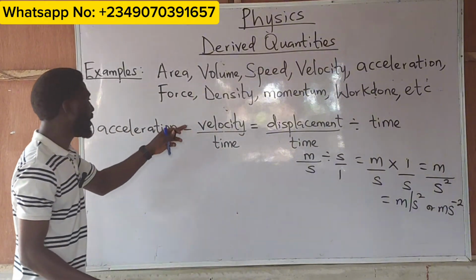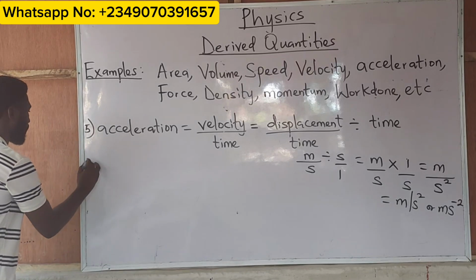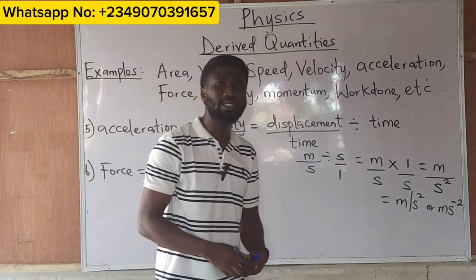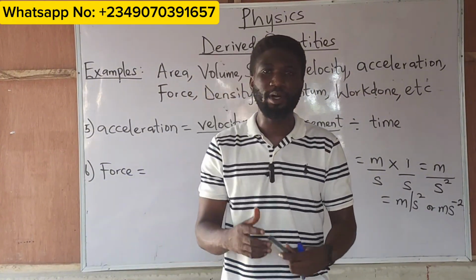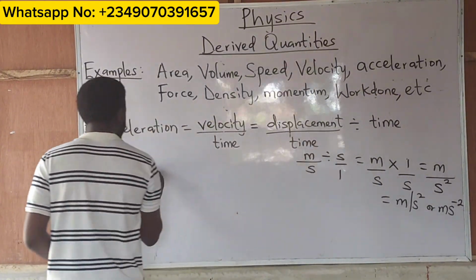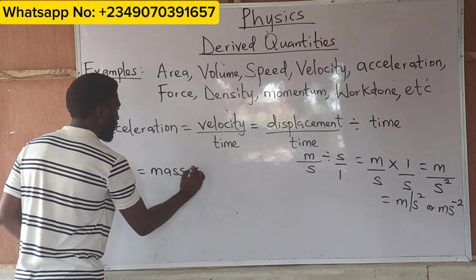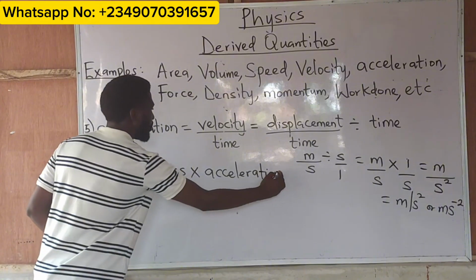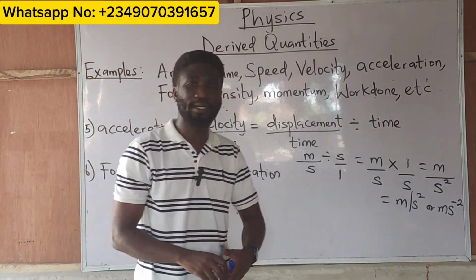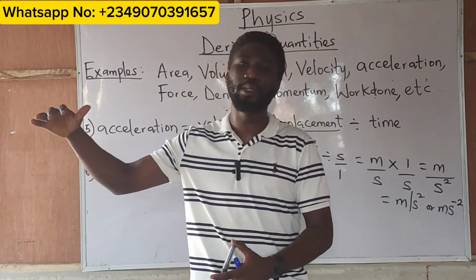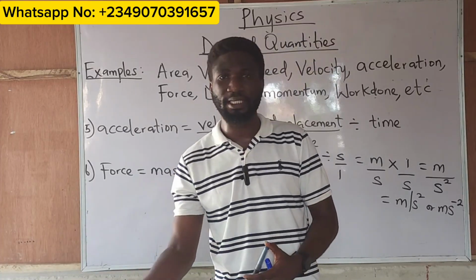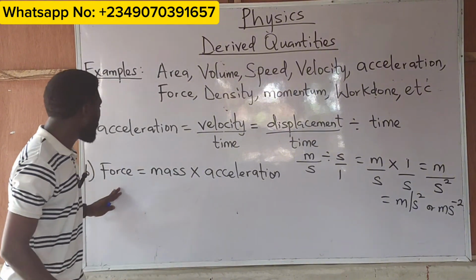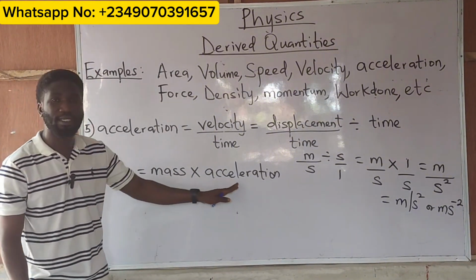All right. So the next thing here is force. Force has its own formula. And what is the formula for force? It is mass multiplied by acceleration. Please, once again, try as much as possible to master all of these formulas. When you know the formulas, like I said, knowing the units won't be an issue. Force is mass multiplied by acceleration.